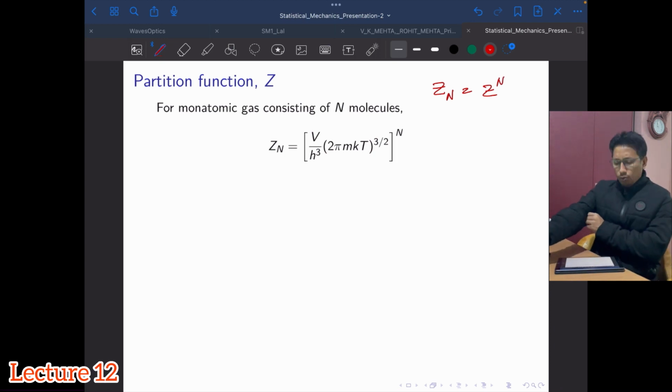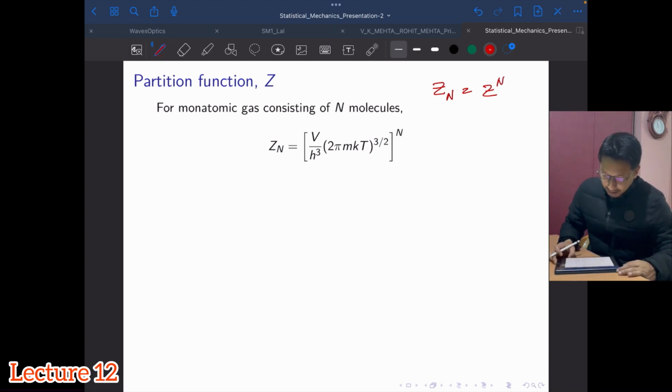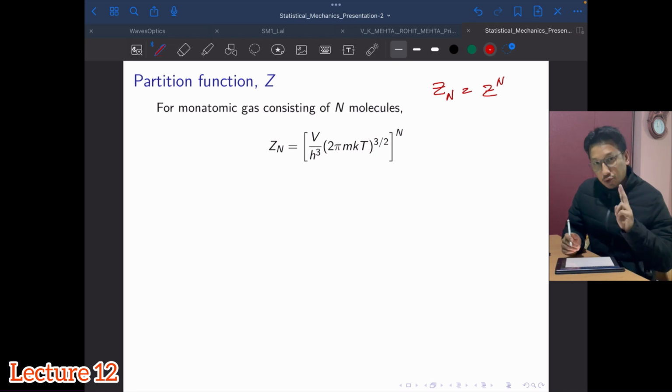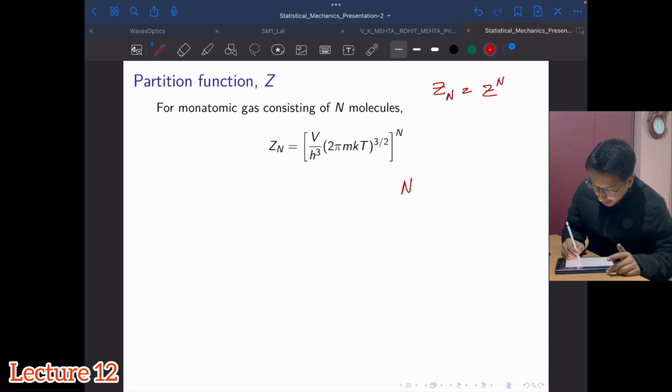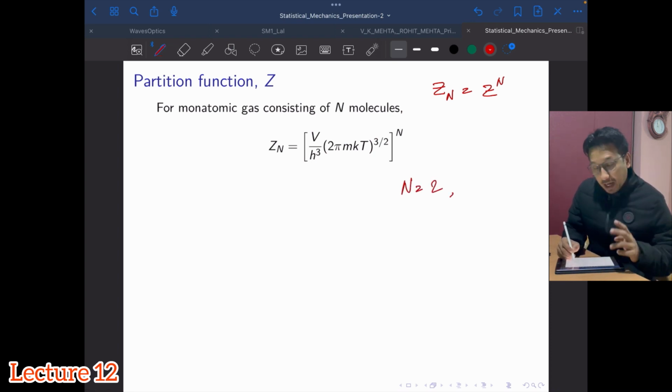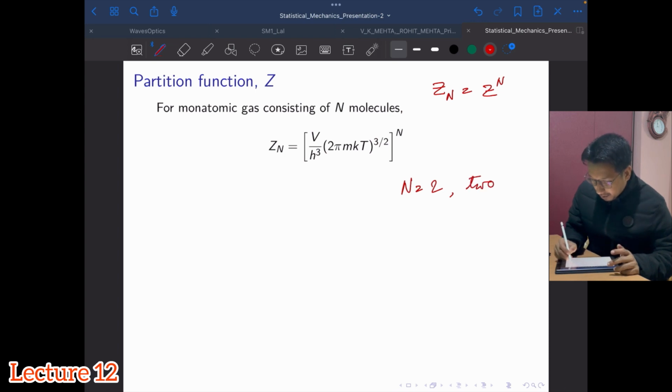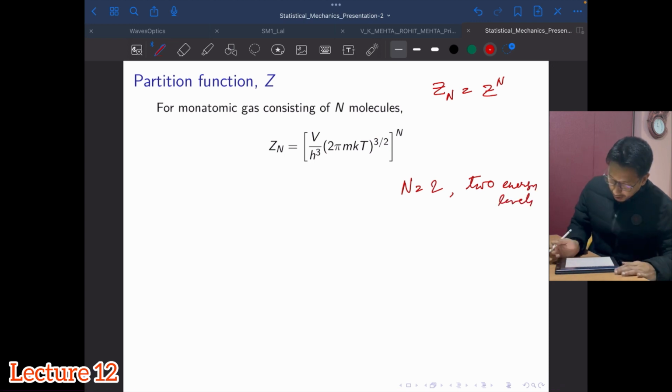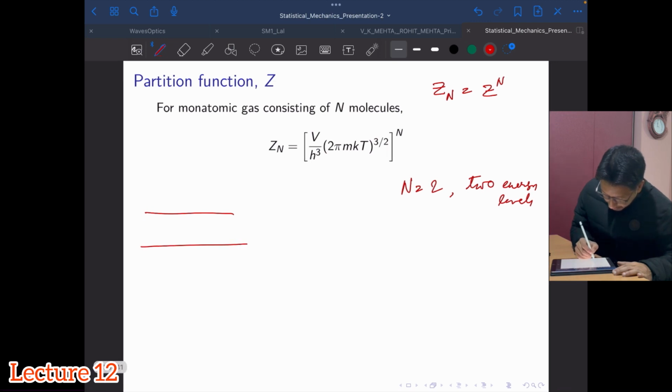Now let's try to look at a very simple system having, let's say, two particles, N equal to 2, and let's say there are two energy levels, okay. Pretty simple. So let's say these are two energy levels. The first state, the ground state, has, let's say, script E1 energy, and the other is E2. So there are two particles.